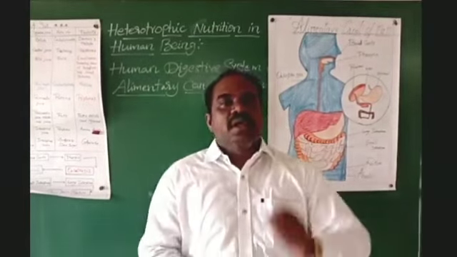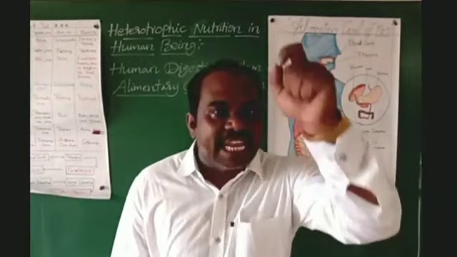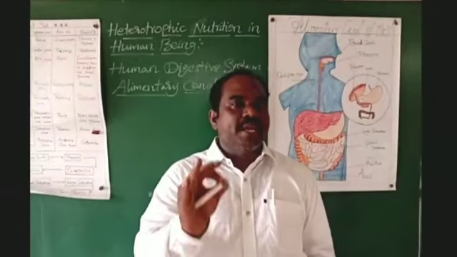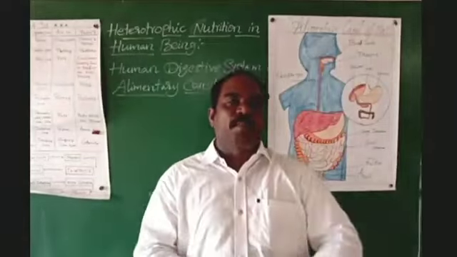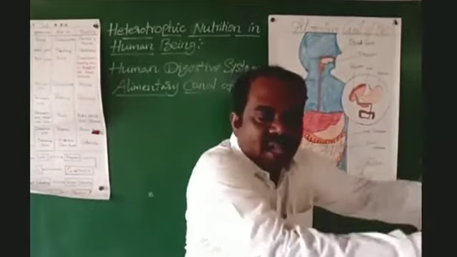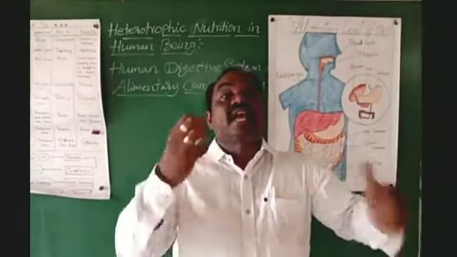In today's class, heterotrophic nutrition in human being. A human being is a heterotrophic organism. They cannot prepare their own food material. They depend on others like plants and animals for their food.